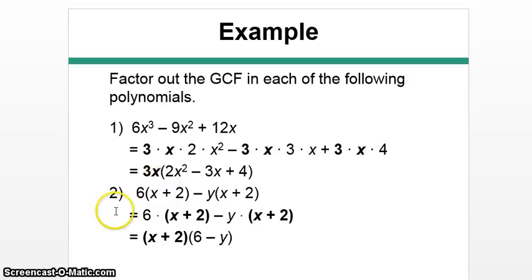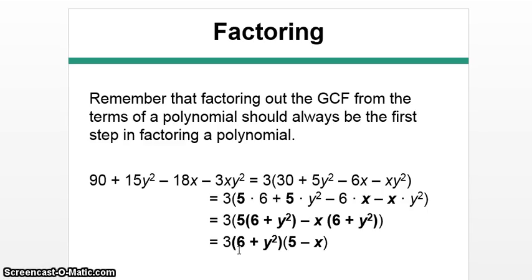So go to the next example. 6 times x plus 2 minus y times x plus 2. Look at here, x plus 2 is present in both. So the common factor is x plus 2. So GCF is x plus 2. When you factor it out, 6 will be left here and y will be left here, which can be written in a parenthesis 6 minus y.